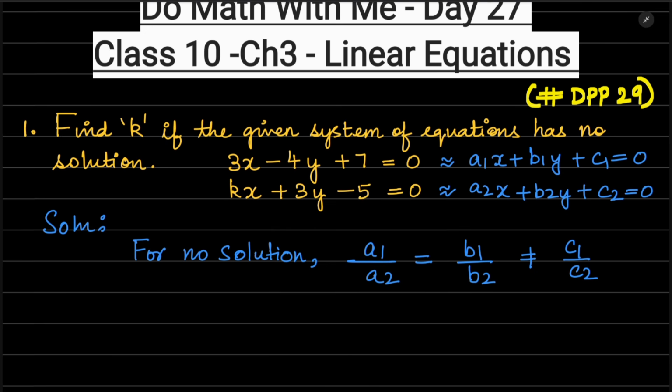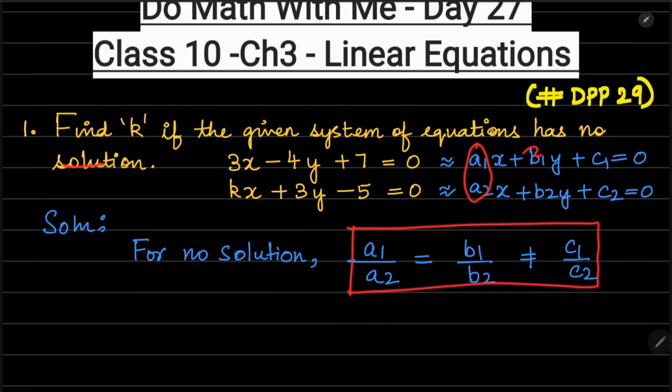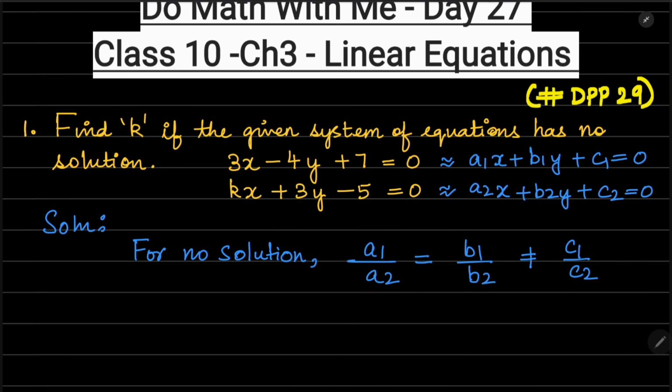What I am writing is, if this particular pair of linear equations has no solution, you have to remember this criteria. That is, the ratio of a1 by a2 will be equal to b1 by b2, but they will not be equal to c1 by c2. So this is the thing to remember. I'm just going to mark it important, because this is what will help you find the value of k.